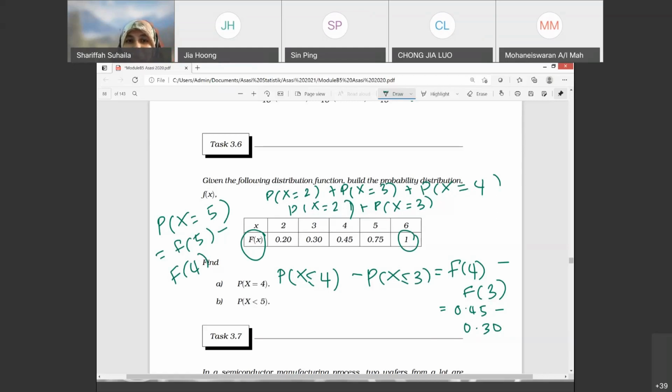Okay, boleh faham? The next one, you will have probability x less than 5. X less than 5 does not include 5. So that means you only want to find up to x less than or equals to 4. Since the table provides us the cumulative distribution function, you will have capital F4, which is 0.45.